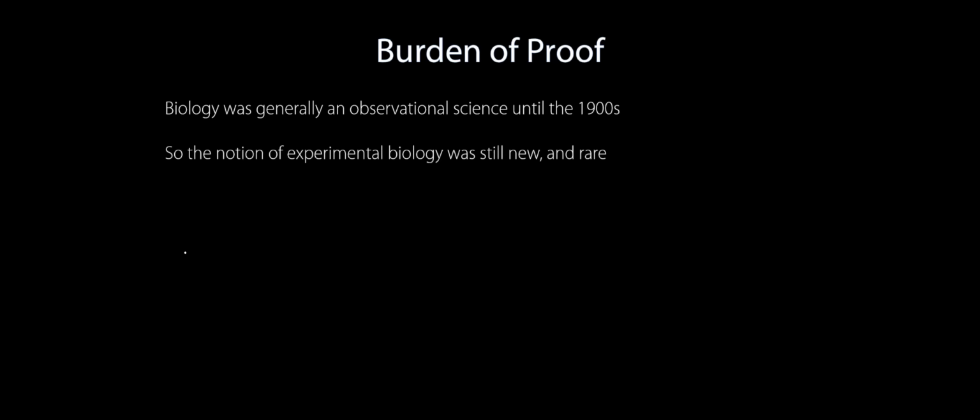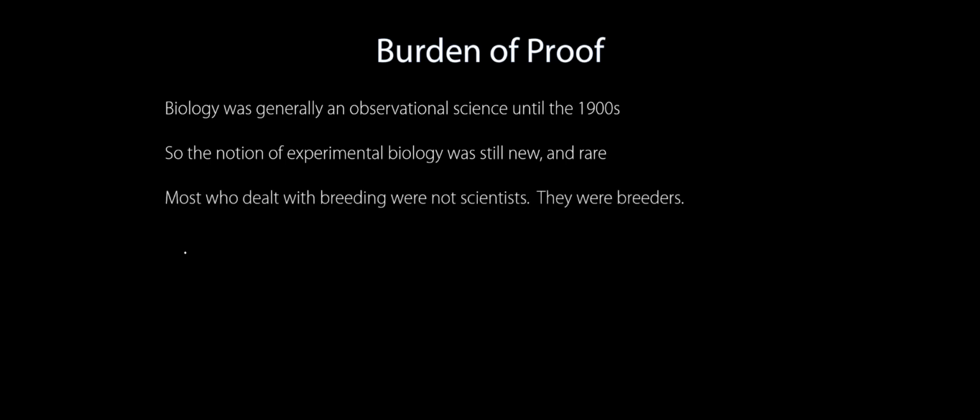Okay, now in general, when the population believes something, the burden of proof is on the person coming up with the new idea. And biology, really up until the early 1900s, was mostly an observational science, in the same way that astronomy is still today, right? We don't do experiments blowing up stars and then seeing what happens. And so the notion of experimental biology was still pretty new and rare in Darwin's time, in about the mid 1800s. And most of the people that dealt with breeding weren't scientists, they were breeders. And breeders did tend to see blending pretty frequently. So why do you think that is?